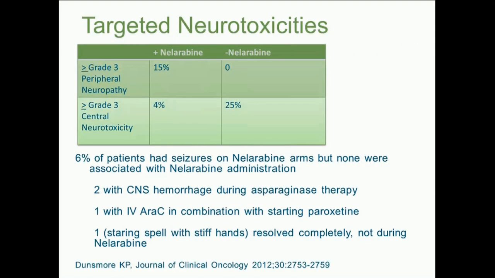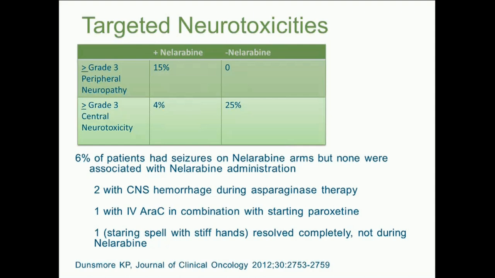So we looked at our targeted neurotoxicities, and this was very robustly monitored, like me talking with everybody once a week, basically all over the country and in parts of Europe where we ran the trial. For our targeted neurotoxicities, grade 3 or greater peripheral neuropathy, we saw a 15% incidence in the patients with nilarabine, 0 with those who did not get nilarabine, and a grade 3 or greater central neurotoxicity, 4% with nilarabine, 25% without nilarabine, which was unusual.